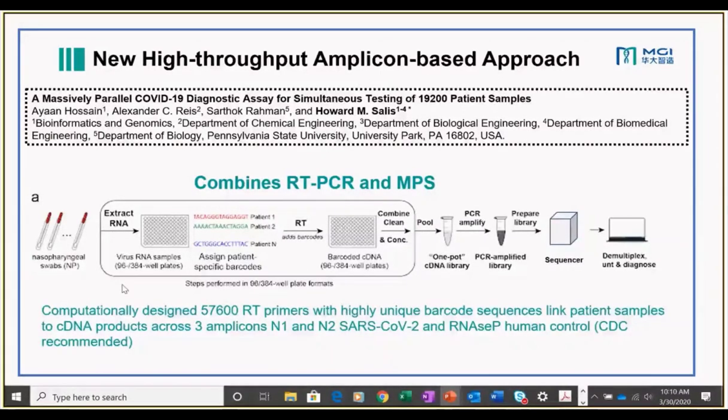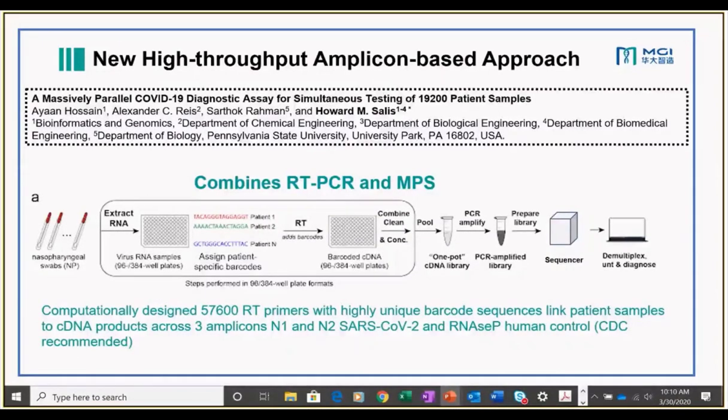The key to this approach is computationally designed roughly 57,600 RT primers with highly unique barcode sequences that link samples to cDNA products across three amplicons that are recommended by CDC: N1, N2 SARS-CoV-2, and RNase P human control.